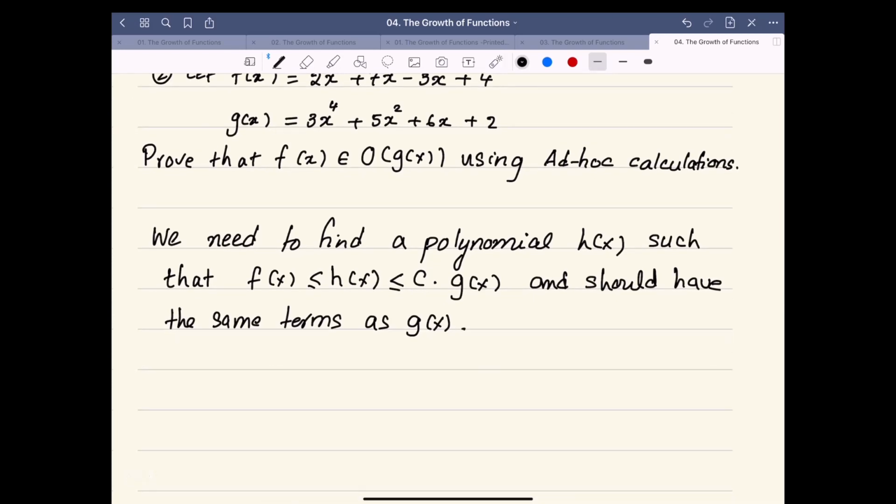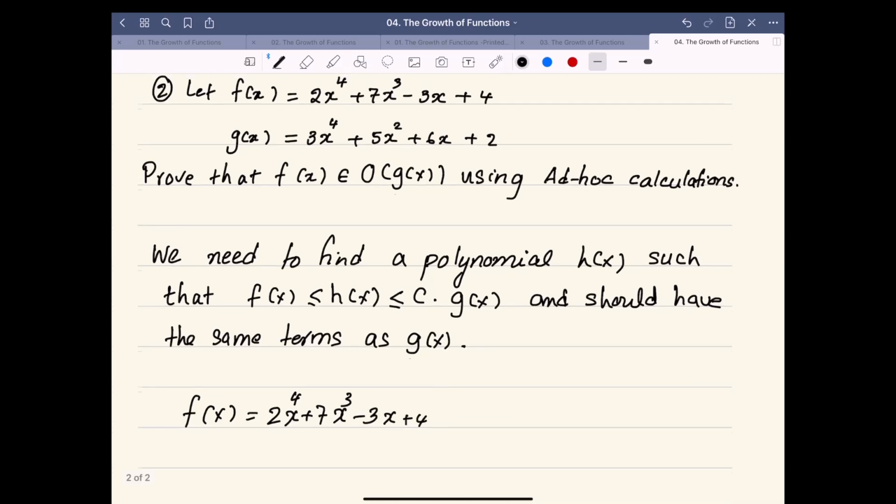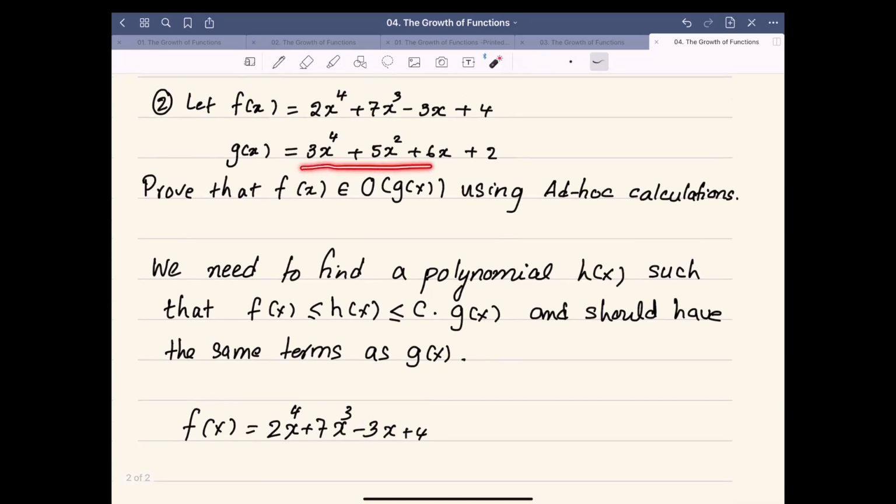We will start with f of x, which is equal to 2x raised to power 4 plus 7x raised to power 3 minus 3x plus 4. By comparing the two polynomials, now I don't have x raised to power 3 in g of x. So how to get rid of this term? We will replace 7x raised to power 3 by its dominant term, and it will disappear from this equation. So we will combine it with the dominant term. So this is the first step.